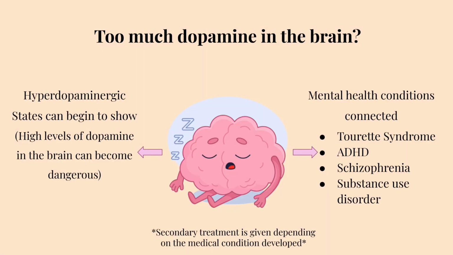Well, what happens now if you have too much dopamine in the brain? Well, you can show hyperdopaminergic states. It's basically high levels of dopamine in the brain and it can become dangerous. A few medical conditions that are connected to this are Tourette's syndrome, ADHD, schizophrenia, and substance use disorder. Secondary treatment is given depending on the medical condition that is developed.